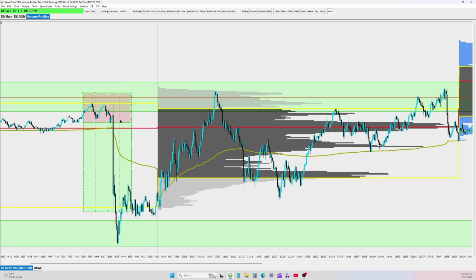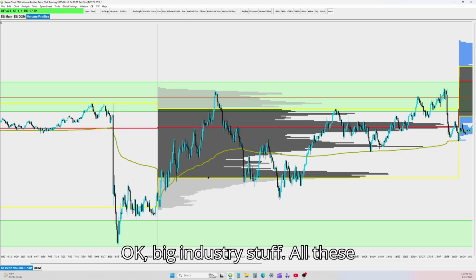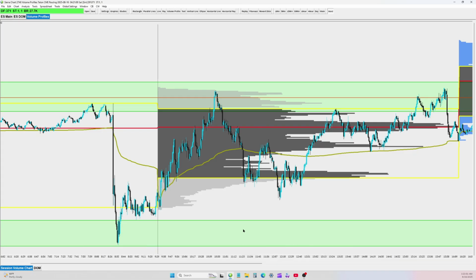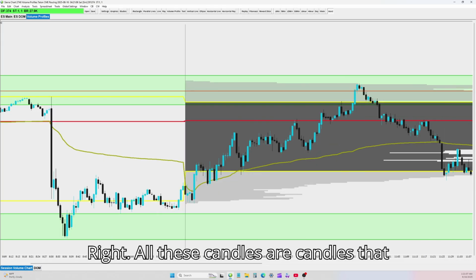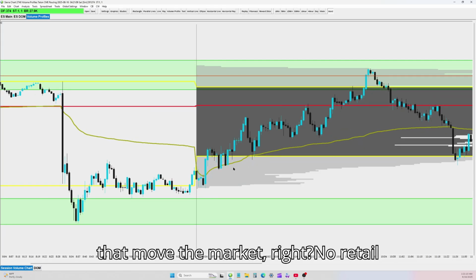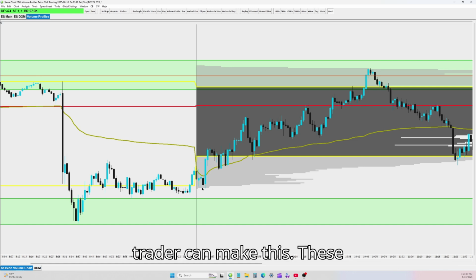Okay, big industry stuff. All these candles, right? All these candles are candles that move the market, right? No retail trader can make this. These are big dogs, right? So you see, okay.